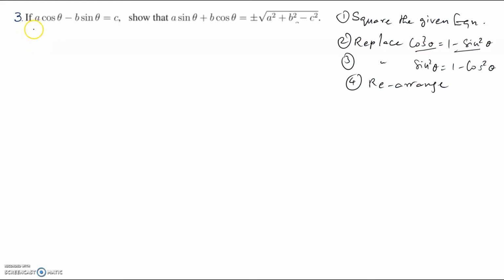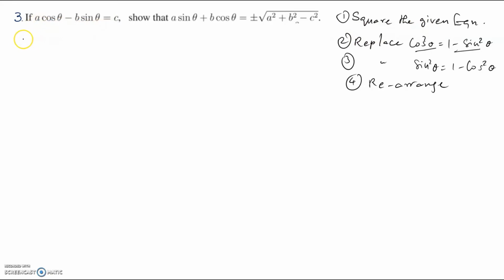Question number 3. If A cos theta minus B sin theta is equal to C, show that A sin theta plus B cos theta is equal to plus or minus square root of A squared plus B squared minus C squared. I have put here the shortcut methods, or you can call it the tricks, to solve this question. So first you will have to square the given equation.